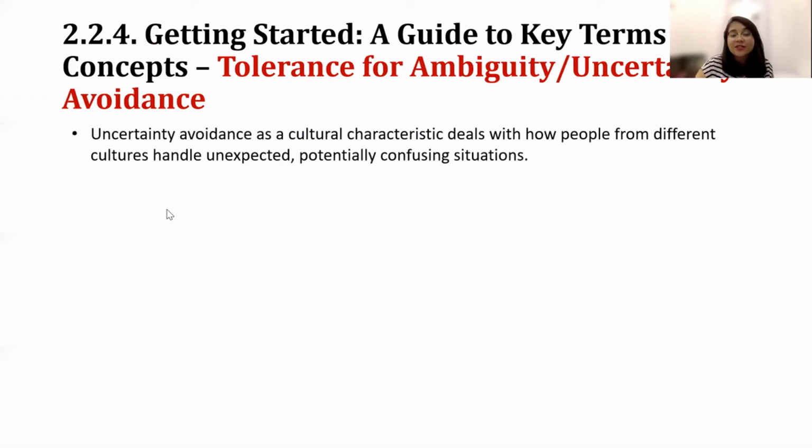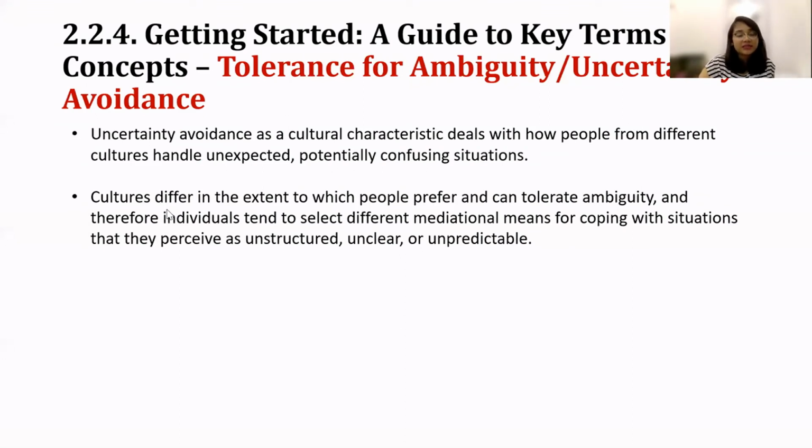Uncertainty avoidance as a cultural characteristic deals with how people from different cultures handle unexpected and potentially confusing situations. Confusing situations are very likely to happen in intercultural communication because two people have different backgrounds, different behavior, different norms, right? Like we discussed previously, we say something from the perspective of our culture, but it is understood by our speaking partner in their own culture or norms. So the confusion is very likely to be there.